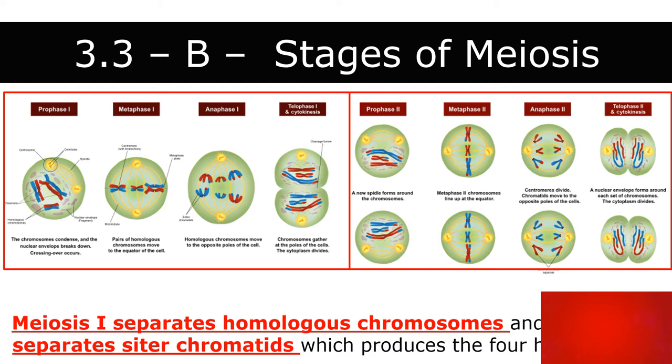So meiosis 1 separates the homologous chromosomes, while meiosis 2 is separating the sister chromatids, which produces those 4 haploid cells. So in meiosis 1, the action is all about the homologous chromosomes being separated, and meiosis 2 is all about the sister chromatids being separated.